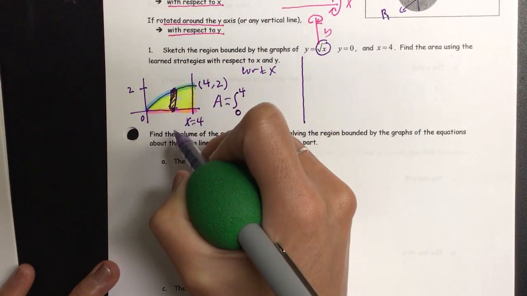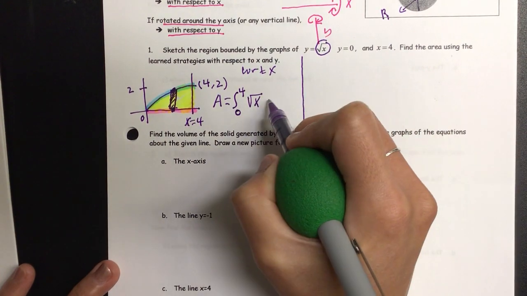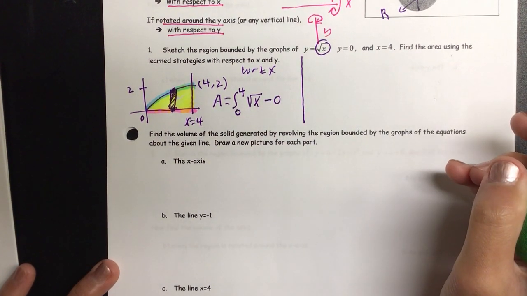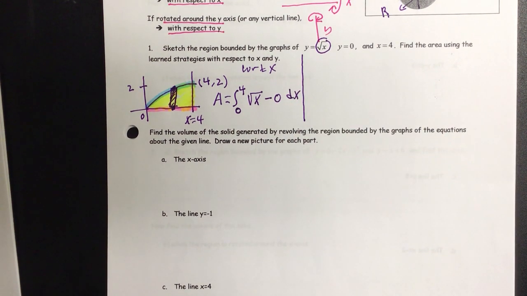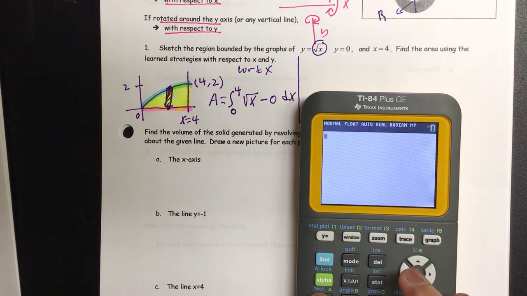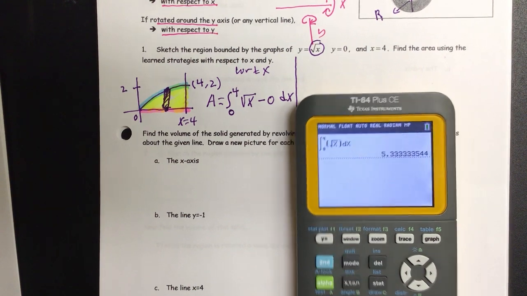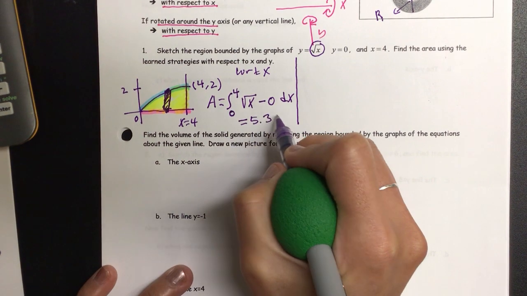And it's going to be top minus the bottom. Top is a square root. The bottom is 0. Now, do I really need a 0 on that one? Not really. Okay, let's type this in so we remember where the buttons are. And I'm going to ignore the 0 piece. So we have math 9 from 0 to 4 of the square root of x dx. And that's going to give us the area of the shaded region. 5.33? Yes. And let's go ahead and make that into 3 decimal places as our norm for the AP test.